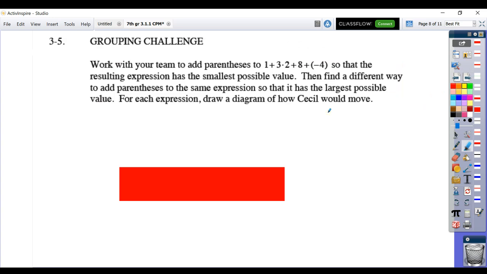And then the challenge is if you have a long expression like this, how can you change it? How can you add parentheses to it so that the resulting expression has the smallest possible value? So where could you put the parentheses in this expression so that you'd end up with the smallest final answer? And then is there a different way? Of course, there is a different way, but find a different way to add parentheses to this same expression so you get the largest possible value.